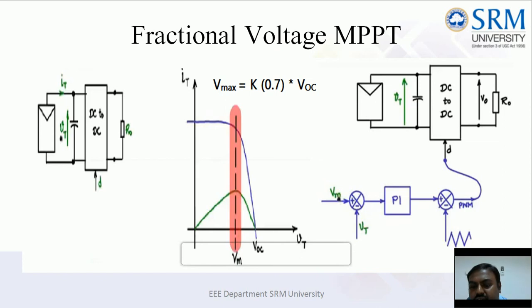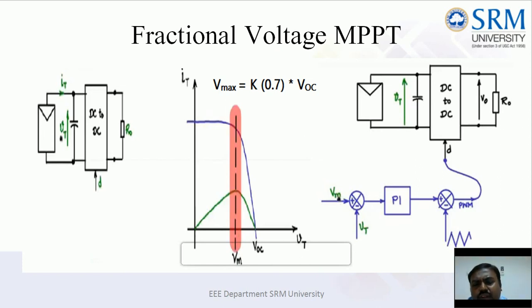When the error from the PI is compared with the triangular pulse, you get the duty cycle, and that duty cycle is given to the DC-DC converter. This DC-DC converter duty cycle will make sure that your VT is operating at the point of VMP for that particular irradiation, which delivers you the peak power. So this is what is called the fractional voltage MPPT algorithm.